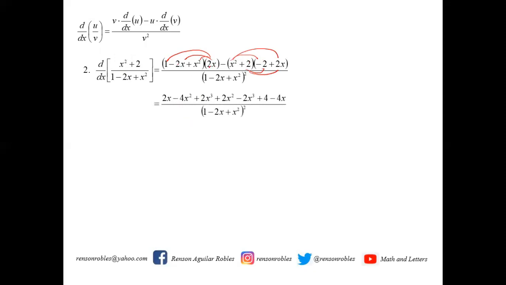2x times 1, that's 2x. 2x times negative 2x is negative 4x squared. 2x times x squared is 2x cubed. And then for this one, use the FOIL method. X squared times negative 2 is negative 2x squared. Then you consider this minus sign. That's why it will become positive 2x squared. X squared times 2x will become positive 2x cubed. Again, you consider this sign. That's why it will become negative 2x cubed.